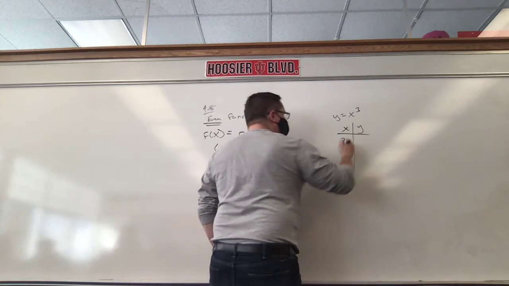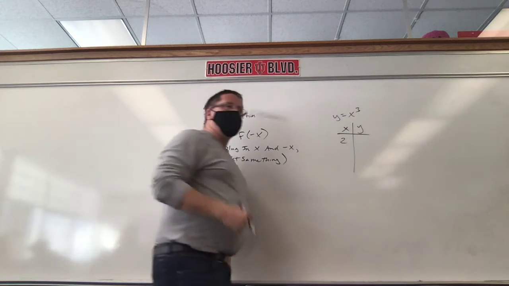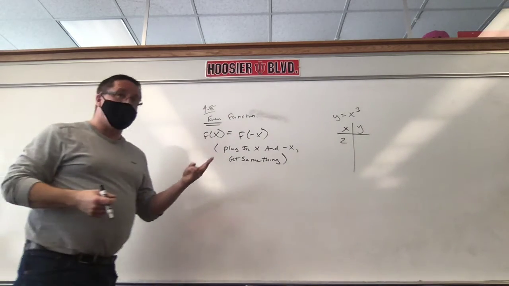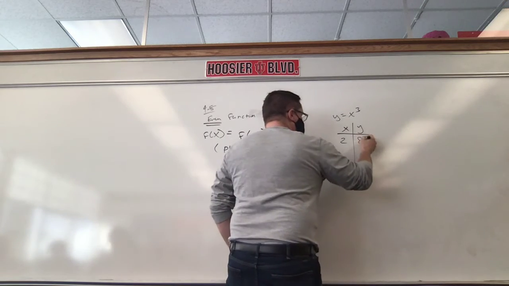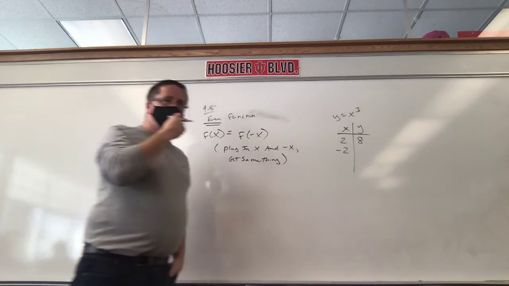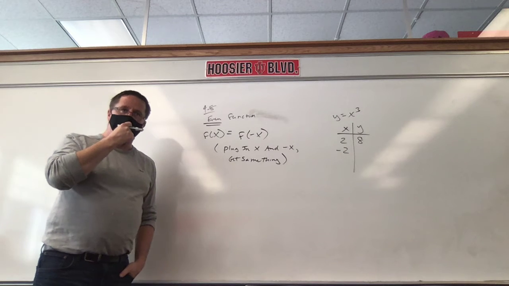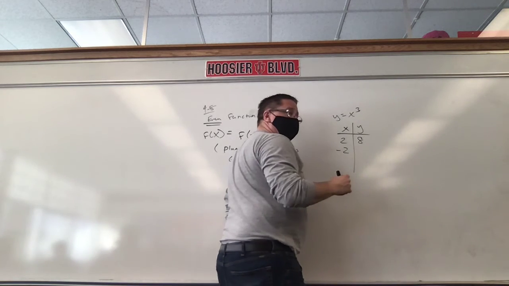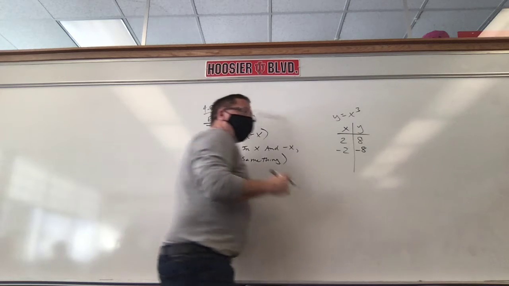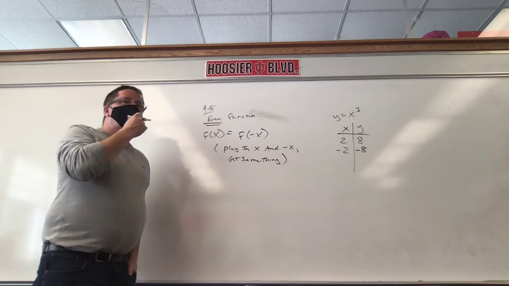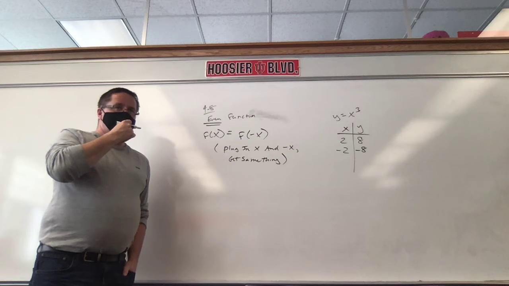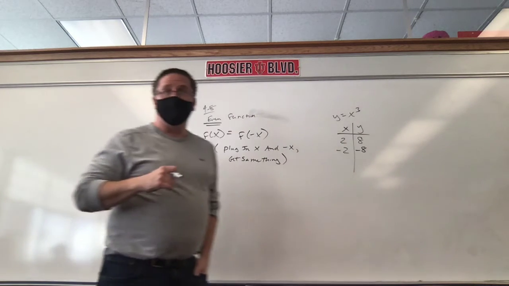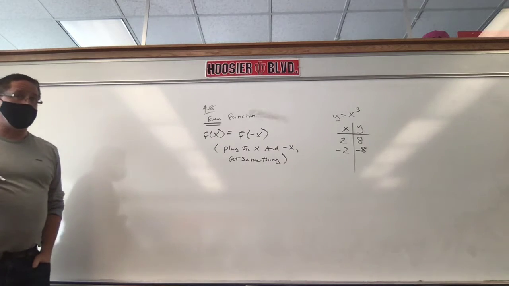If I was to plug in 2 to the power of 3, 2 times 2 times 2, be careful, it's not 6. 2 times 2 is 4, times 2 is 8. When I plug in negative 2, what's negative 2 times negative 2 times negative 2? It's negative 8. Now, how did I just prove that that's not an even function? Because when I plugged in a number and I plugged in its opposite, did you get the same thing? No, you didn't.